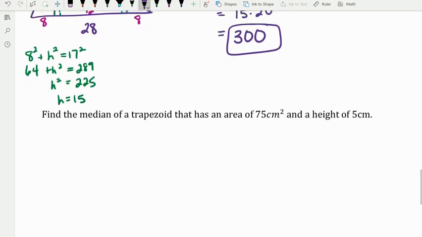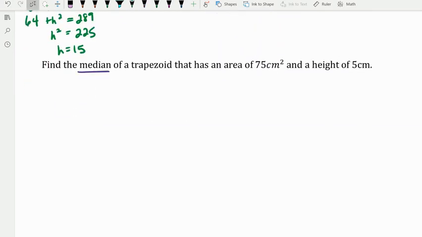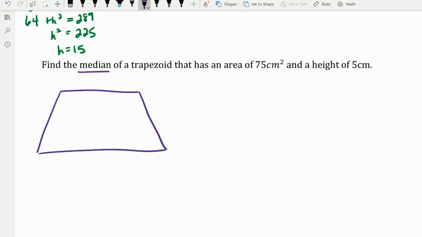One last example here. Find the median of a trapezoid that has an area of 75 centimeters squared and a height of 5 centimeters. So this is a slightly different calculation, but let's see if we've got it. Let's draw it first. We've got our trapezoid. We don't know the bases. We know the height. So if I draw in the height of my trapezoid here, that's 5. And it'd be the same on the other side. What we don't know are the two bases, but we want to find the median.